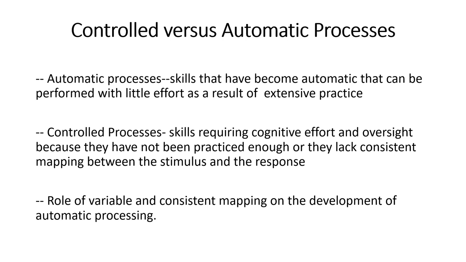What are some of the ways in which multitasking can happen? This particular phenomenon is called controlled versus automatic processing. Now, automatic processes are skills that have become automatic and that can be performed with little effort as a result of extensive practice. What it means is that if you are an expert driver, you can drive automatically, and then in those cases, you can talk in important conversations that are happening in the car or fiddle with your radio. Controlled processes are skills requiring cognitive effort and oversight because they have not been practiced enough and they lack consistent mapping between the stimulus and response.